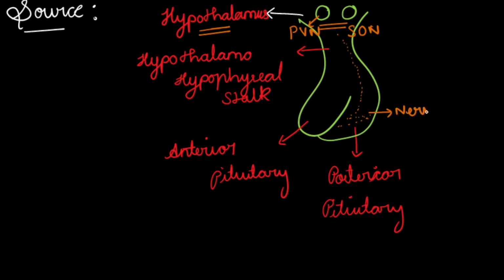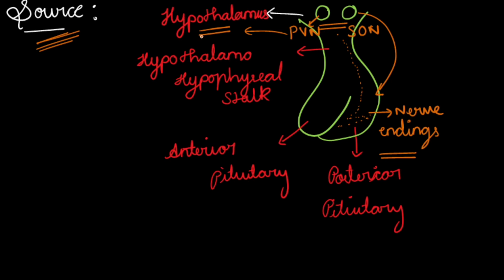Whenever any strong stimulus hits the paraventricular nuclei and supraoptic nuclei of the hypothalamus, the stimulus is passed on to the posterior pituitary, and from there oxytocin is released from the nerve endings into the blood. So this is how oxytocin is released into the blood and where it originates. Now moving on to the chemistry and half-life of oxytocin.